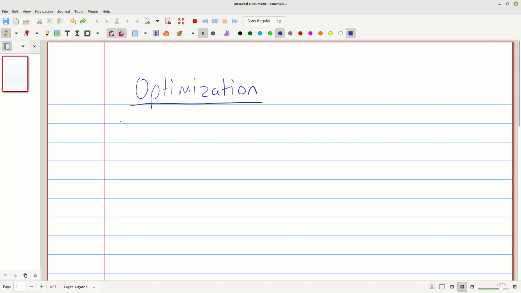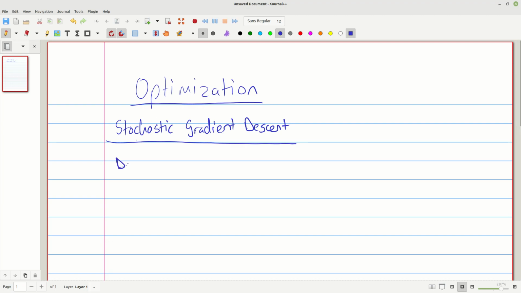So the first method we're going to talk about is called stochastic gradient descent. And the idea here is that when we looked before at batch gradient descent, we're taking the whole training data and calculating gradients and updating our weight values using those gradients times a learning rate parameter. But stochastic gradient descent does things a little bit differently.